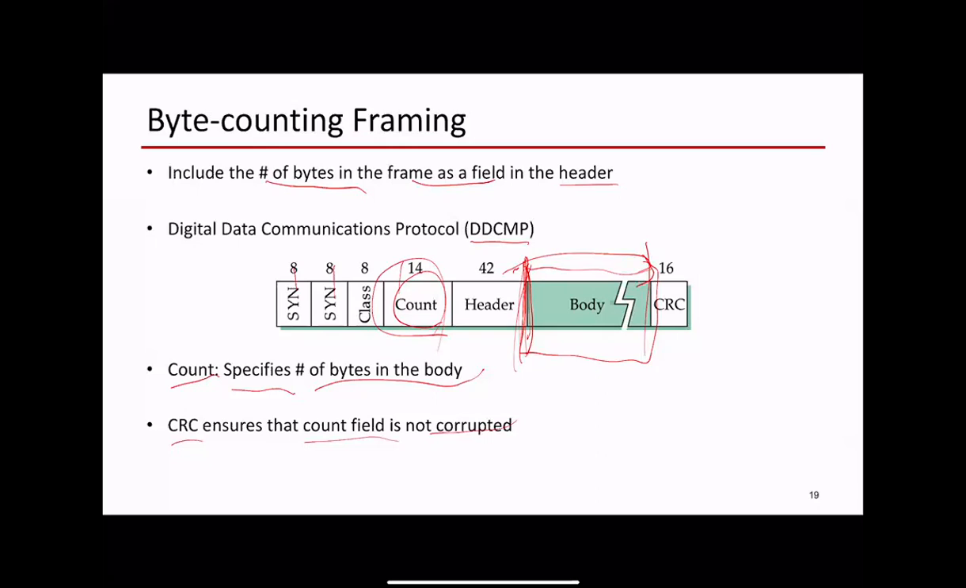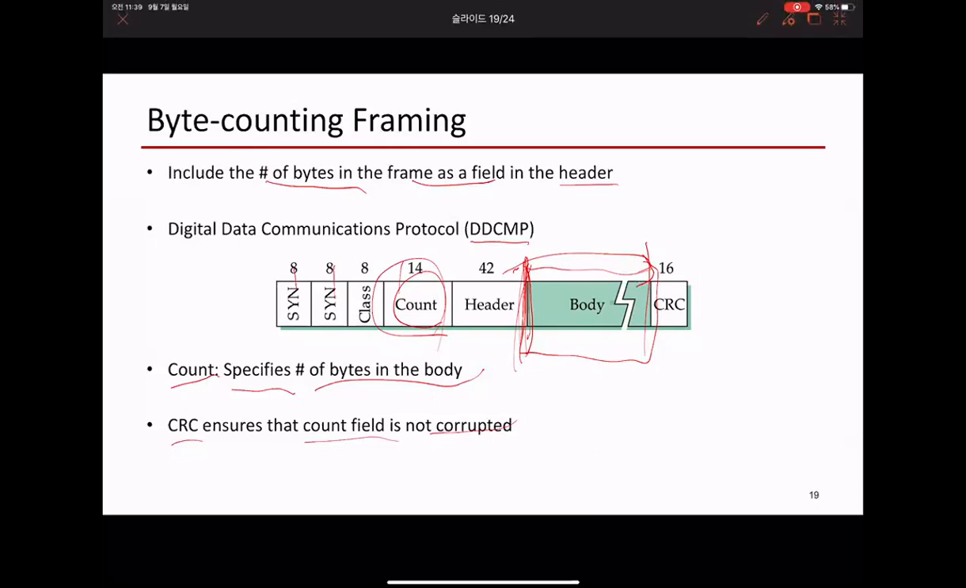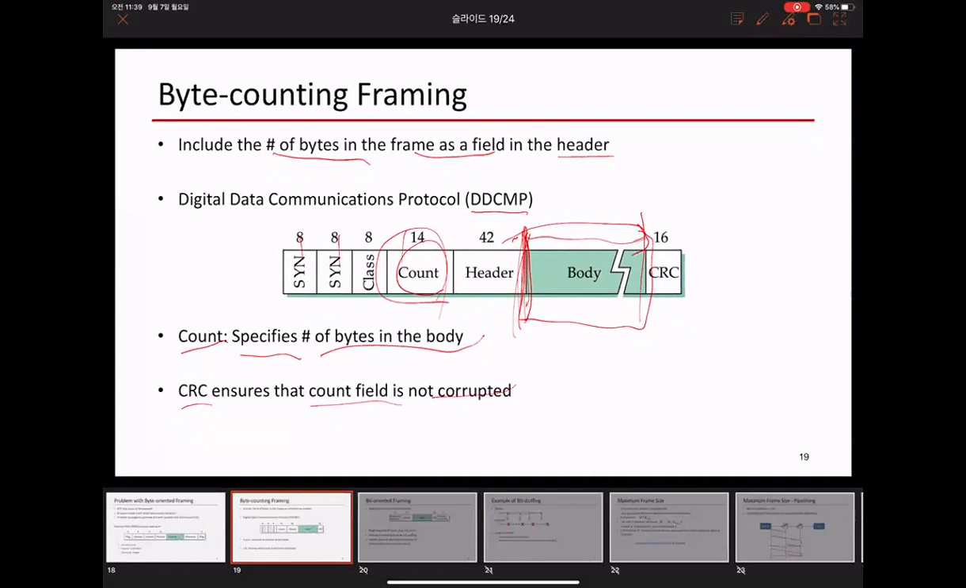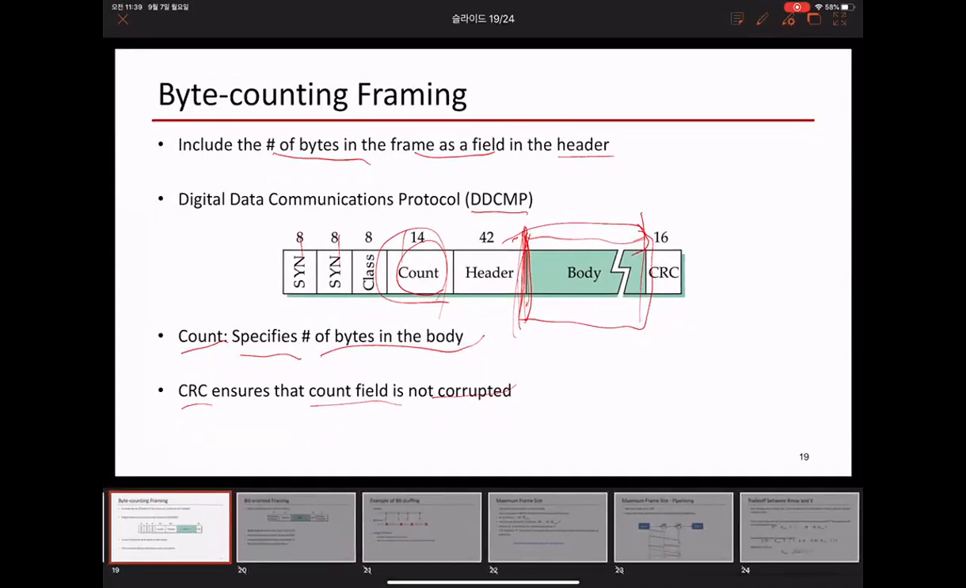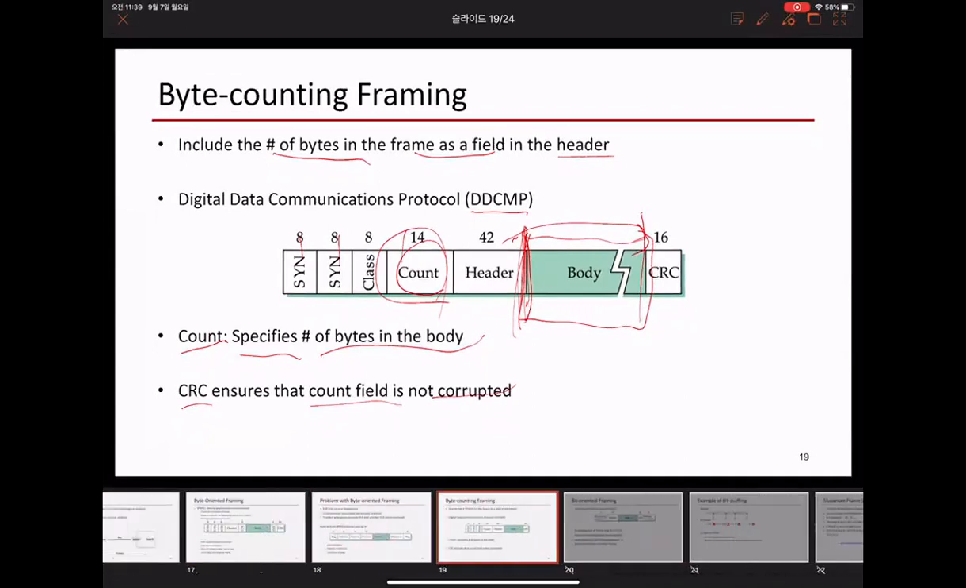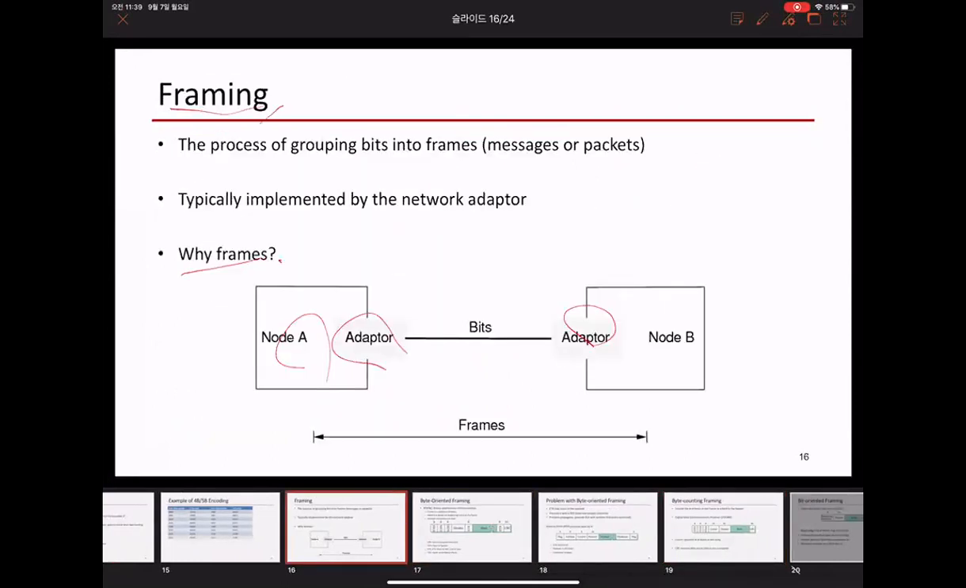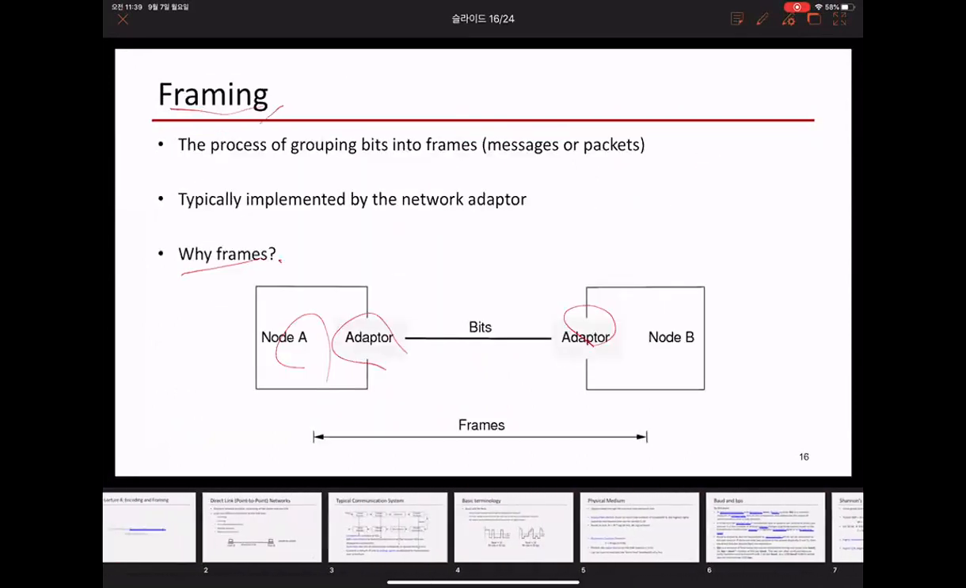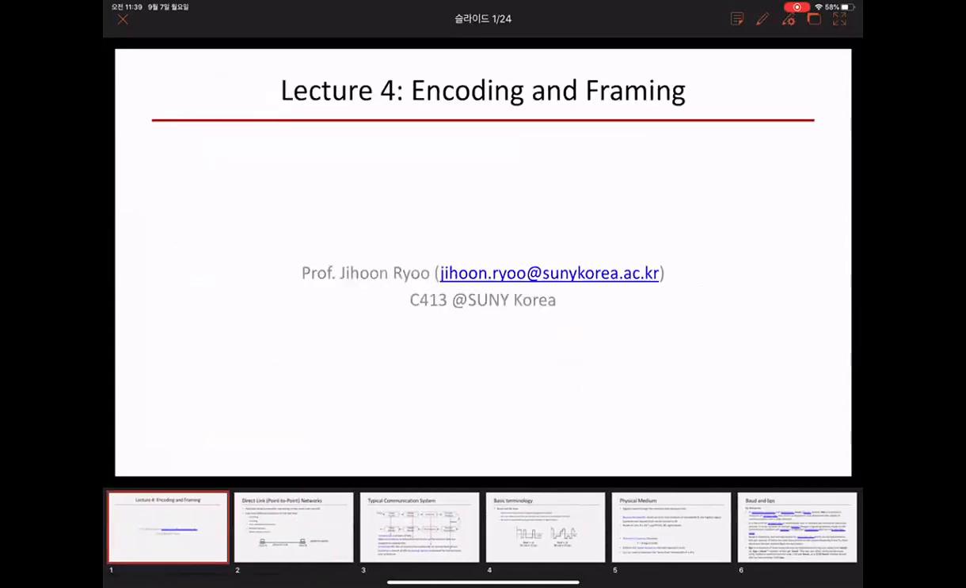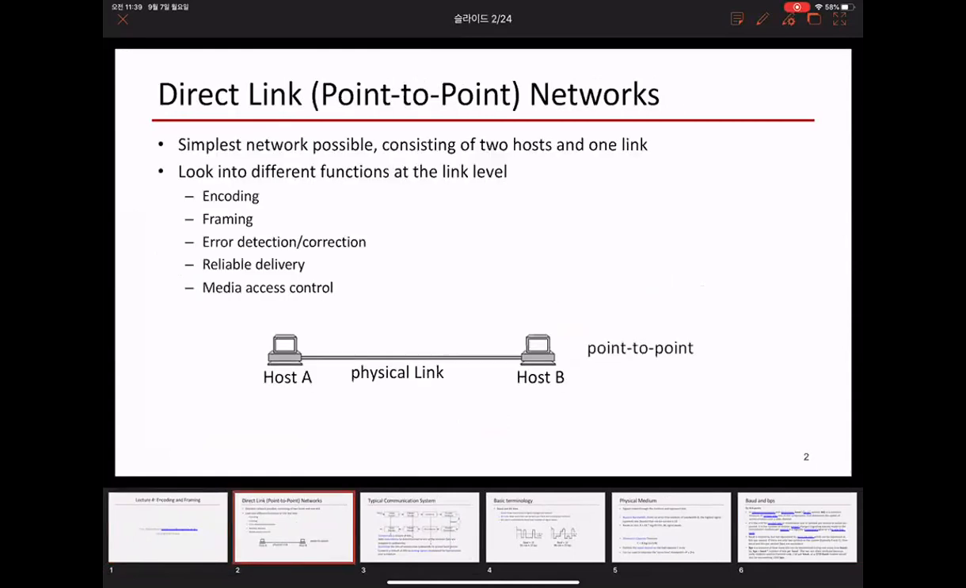Okay, so this is a very basic communication. So if I review what we discussed today. So today we talked about what is encoding and what is framing. Why is it needed? Okay.